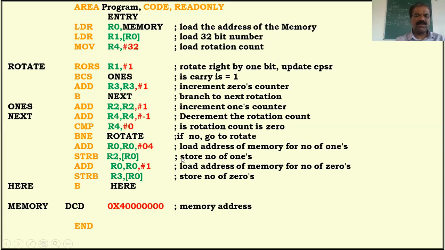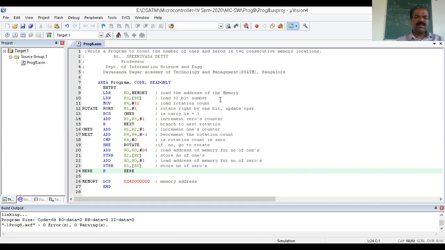Now I'm going to give a demo for this. I'm going to consider the Keil MicroVision software. This is the same program I have explained. Write a program to count number of ones and zeros in 2 consecutive memory locations. We have to consider a 32-bit number. Save, compile, no errors, go to debug.